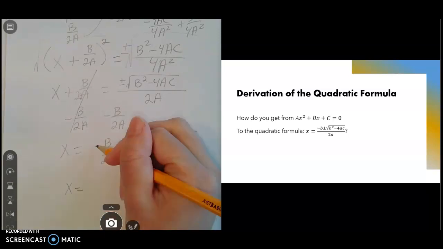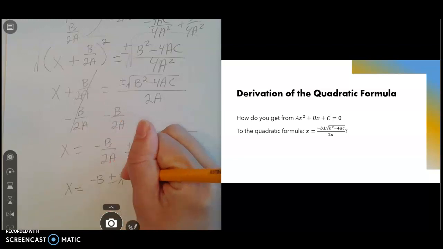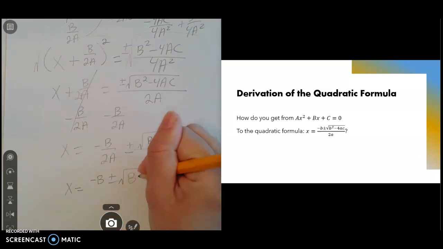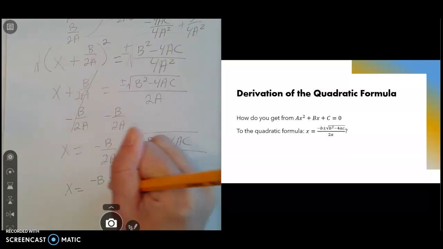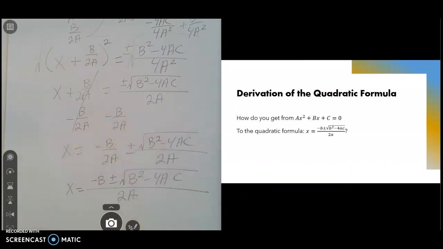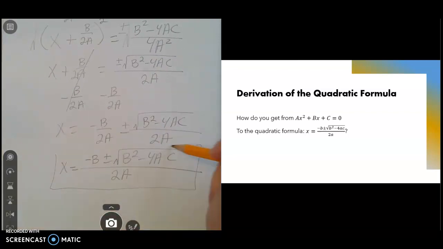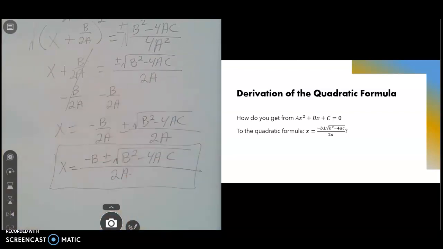x equals negative b, or the opposite of b, plus or minus the square root of b squared minus 4ac all over that common denominator of 2a. And we have arrived, guys. This is where the quadratic formula came from. It's from completing the square.